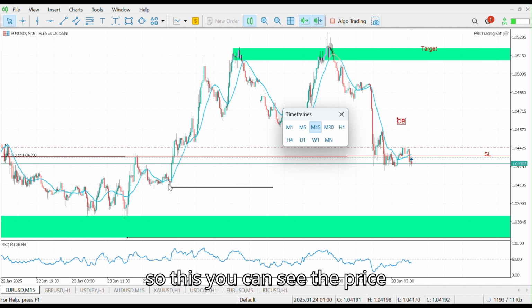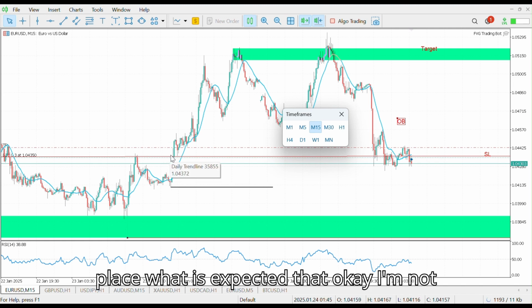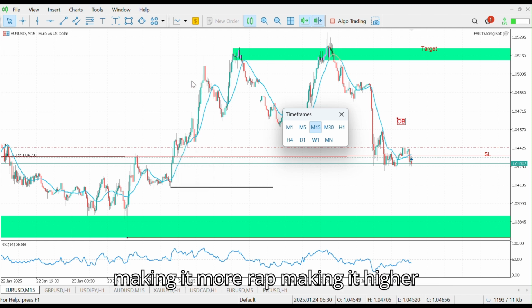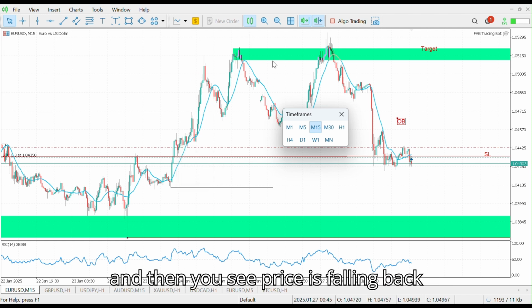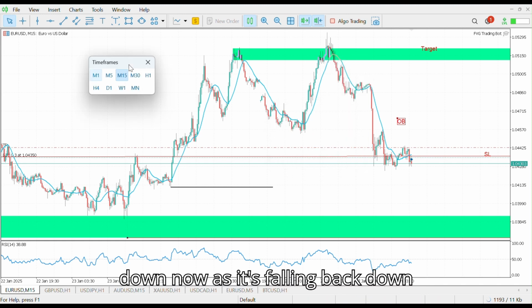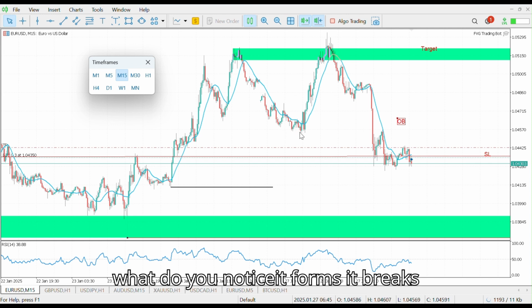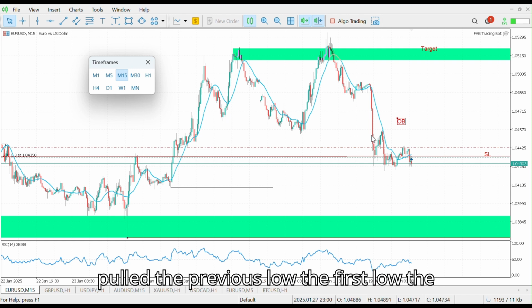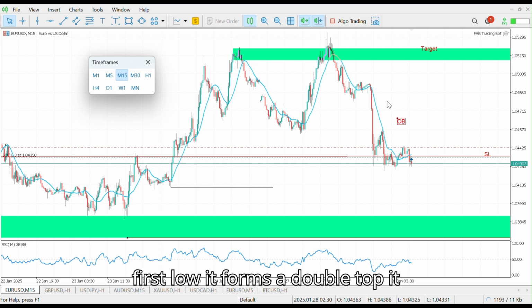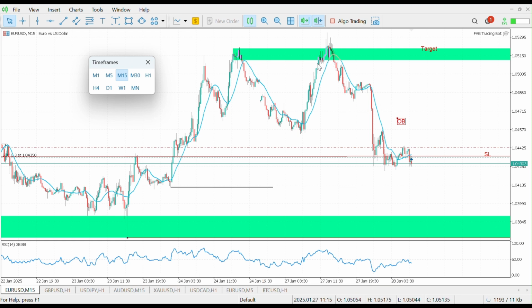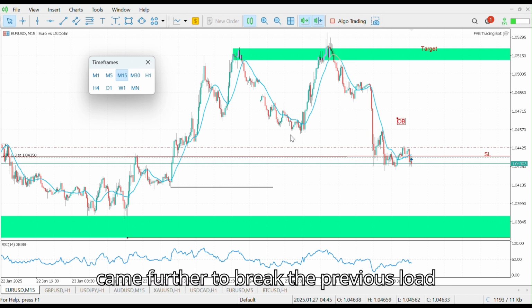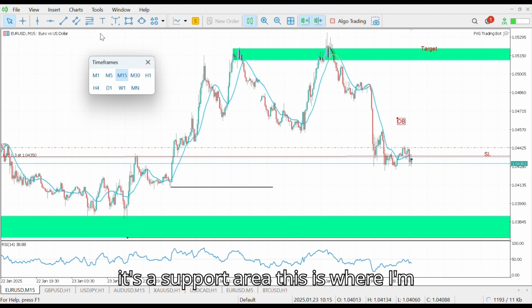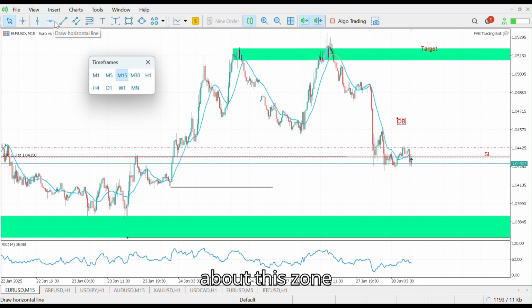So you can see the price breaks what is expected, making it higher, and then the price is falling back down. Now, as it's falling back down, what do you notice? There's a change in character here, which means that price came back and broke the previous low, the first low, forms a double top, came back down from a lower low and came further to break the previous lows. This is a support area. This is where I'm talking about.